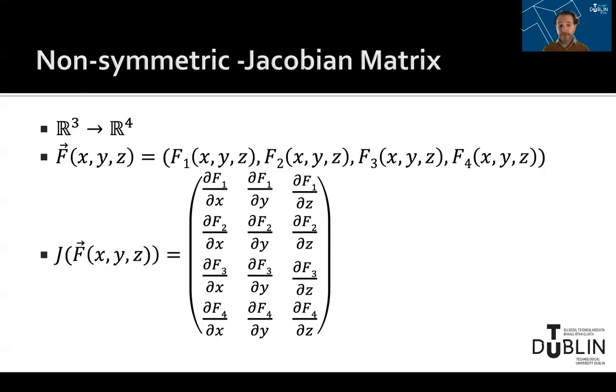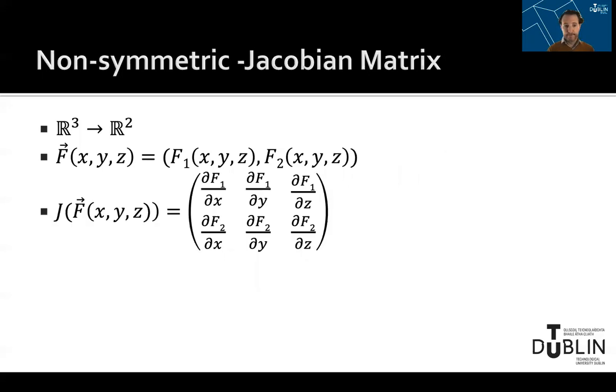You can have a non-symmetric version where you're mapping from 3 dimensions to 4, and the Jacobian has to account for all these differences. Or you can go from 3 to 2. There are reasons for these, but we don't use them.